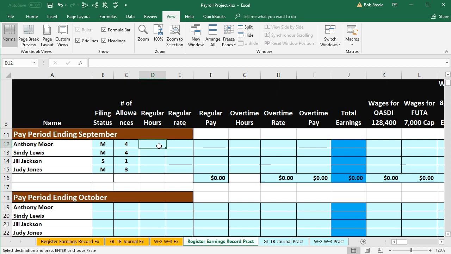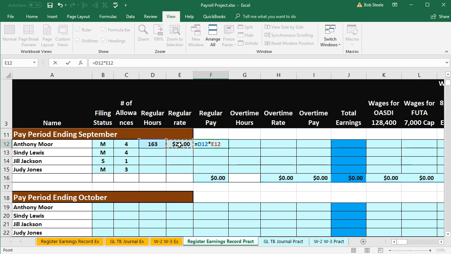So now we're going to go through and enter the number of hours. For Anthony Moore, we're going to say he has 163 hours for the month of September. The rate is going to be the same as the prior month, 25. For the regular pay, we're just going to go straight through and calculate this. Everything that's the same, we won't put as much detail into. We'll do it right in Excel here. We're going to say this equals the 163 hours times 25, the rate.